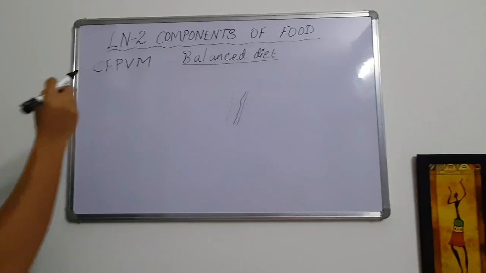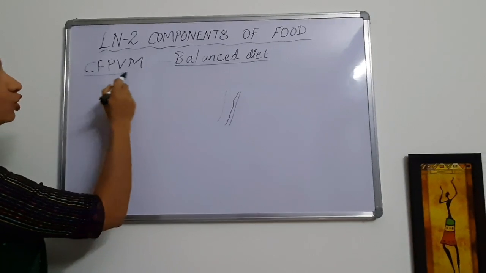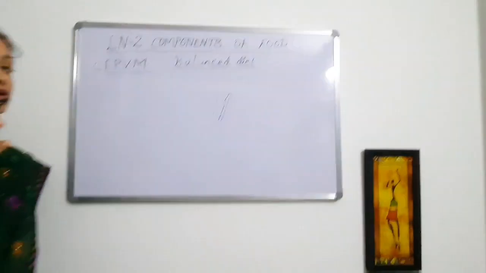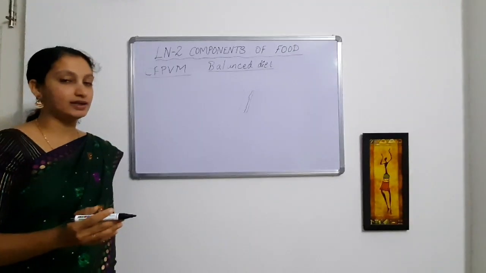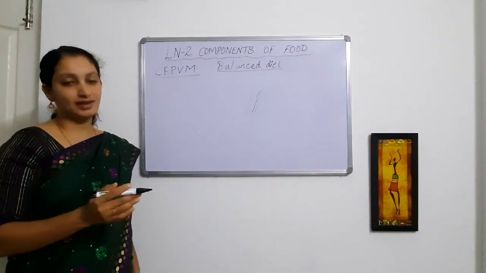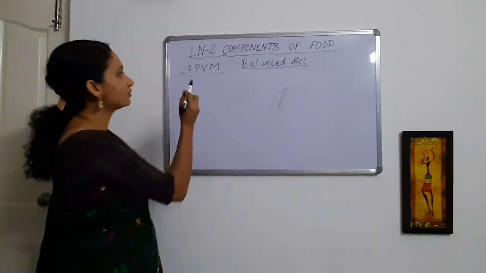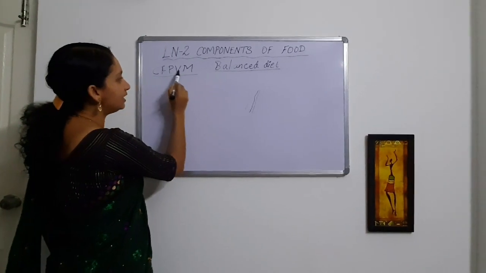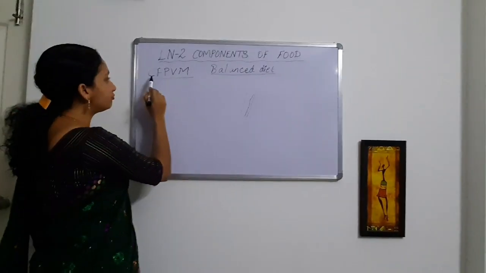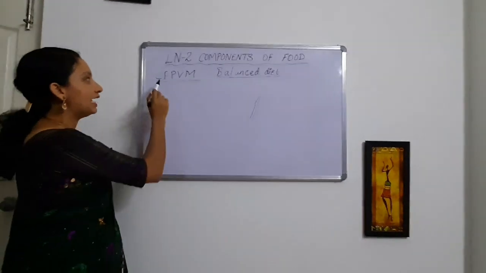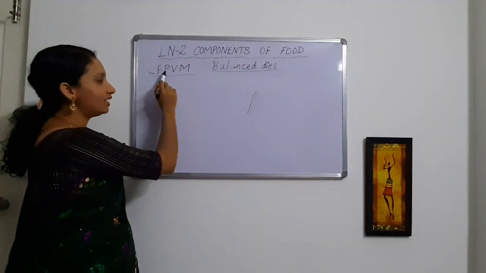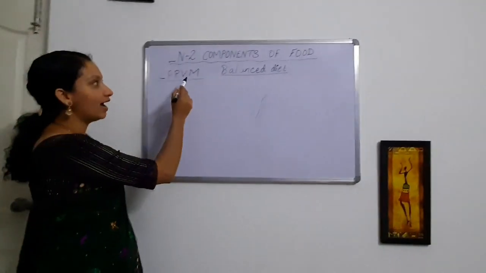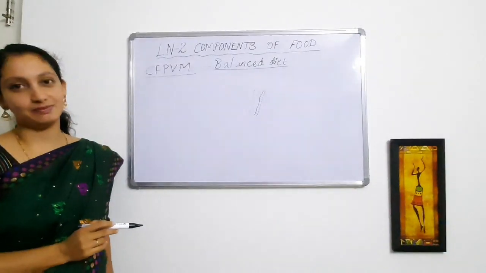So I have written a code to remember the names of the components we have studied in lesson number 1. So we'll recall the names of the components. What are they? C, F, P, V, M. C for carbohydrates, F for fats, P for proteins, V for vitamins, and M for minerals.